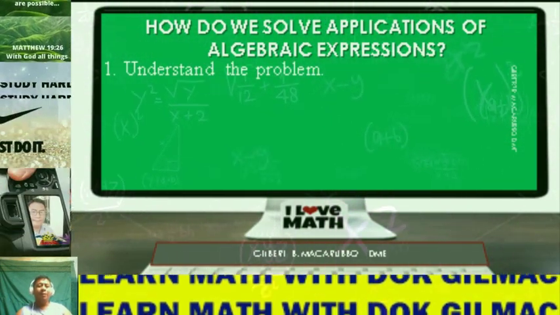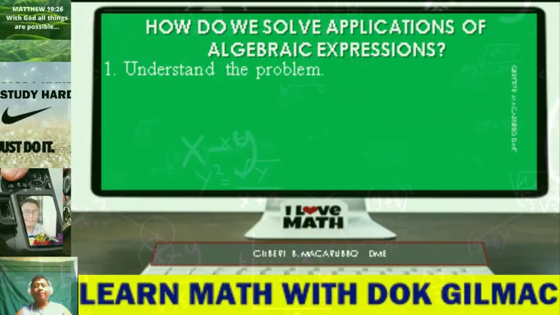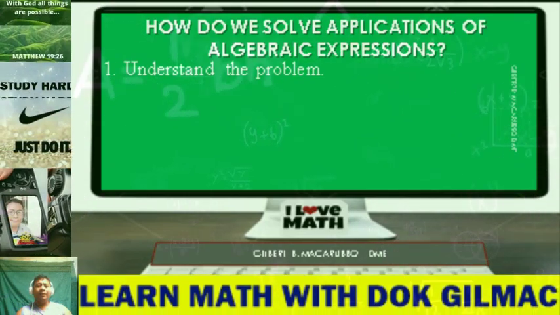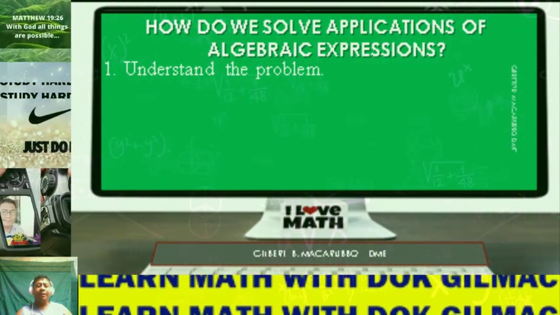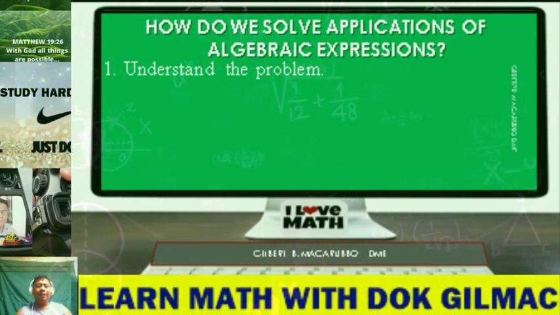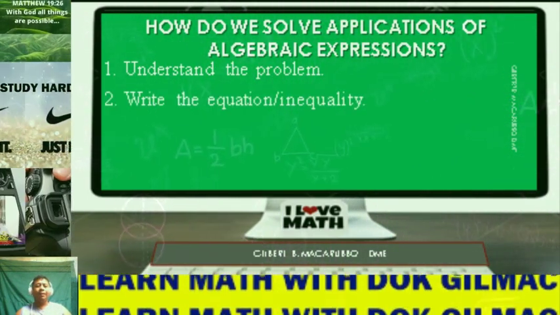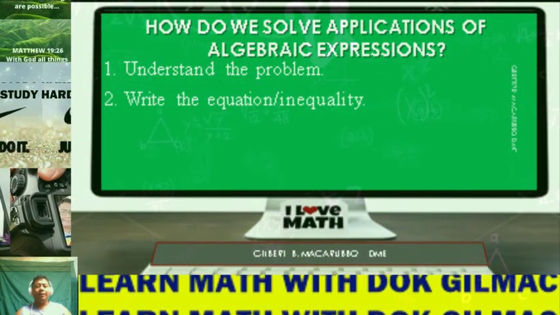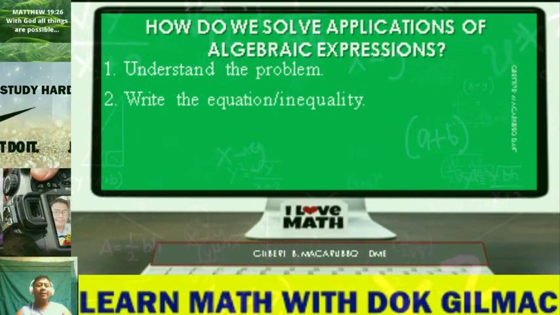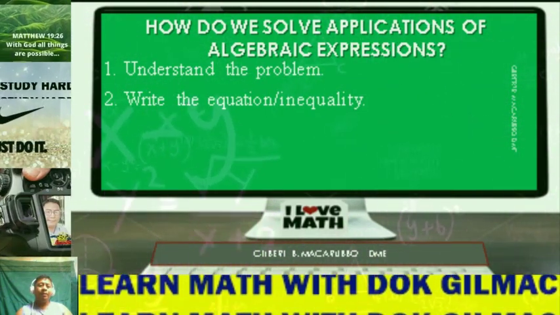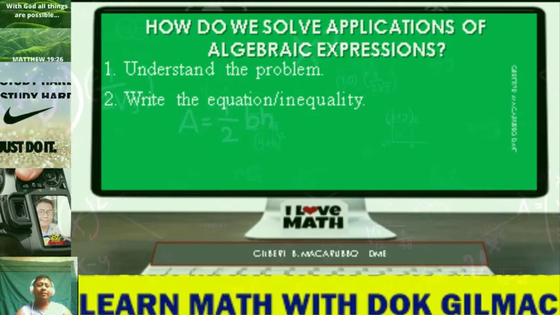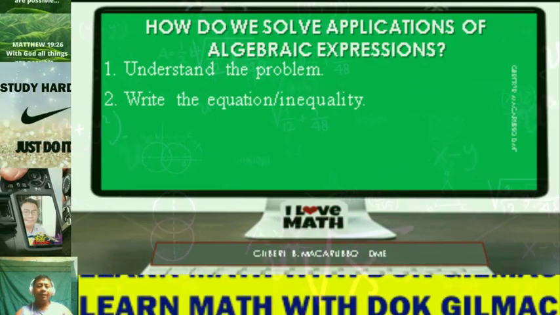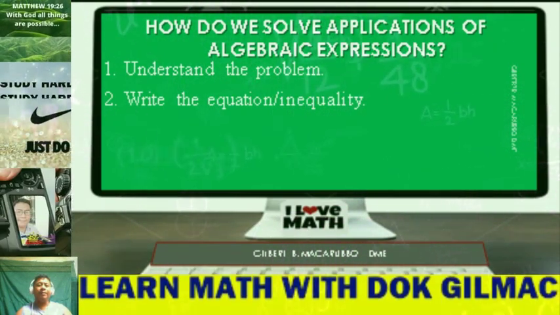Number 1, we must understand the problem. Write down the given facts on the problem and determine what is asked in the given problem. Number 2, write the equation or inequality. The first thing you have to do is to represent the unknown number, unknown facts in the given problem. Then, write an equation.